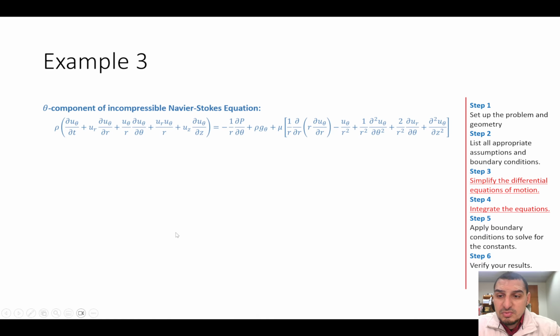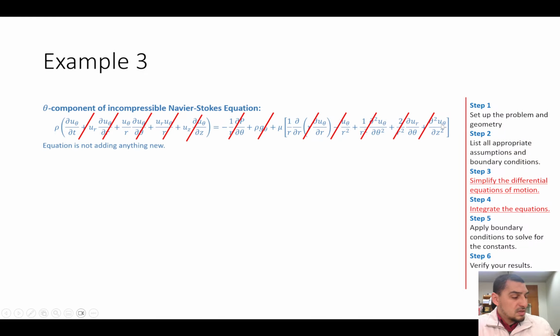Now for the theta component, we know that u theta is 0. So all of these are zeros, and there is no change with theta. So this is 0. There is no g theta. So now we have u theta is 0, ur is 0, so the equation is not adding anything new to us. We're not getting any new information from this equation. Okay, so this is not helping to get anything new.